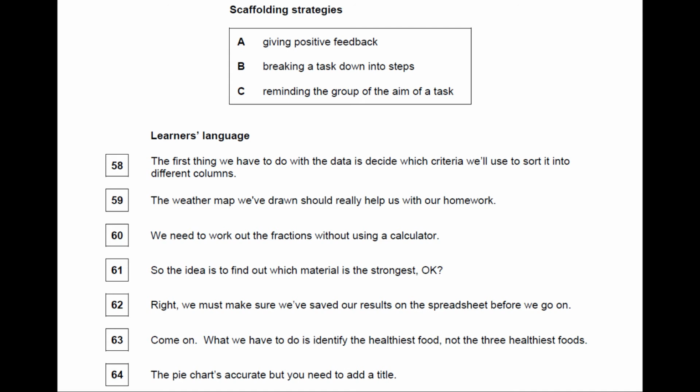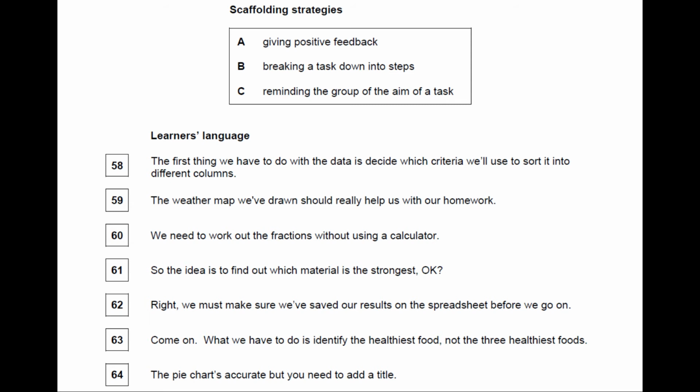In the next group of activities, we need to match learner's language with scaffolding strategies. The scaffolding strategies are giving positive feedback, breaking a task down into steps, and reminding the group of the aim of a task. Let's look at number 58. The first thing we have to do with the data is decide which criteria we'll use to sort it out into different columns. This is breaking a task down into steps.